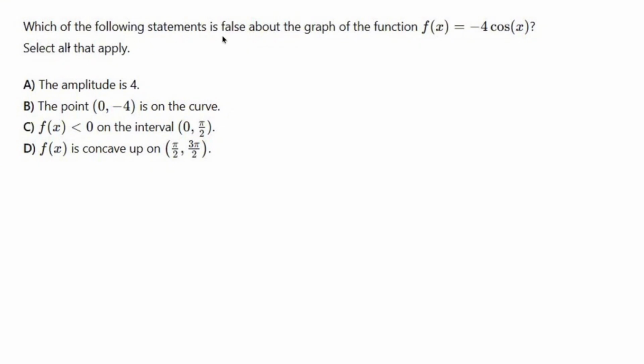Which of the following statements is false about the graph of the function f of x equals negative 4 cos x? Select all that apply. So we could have several.